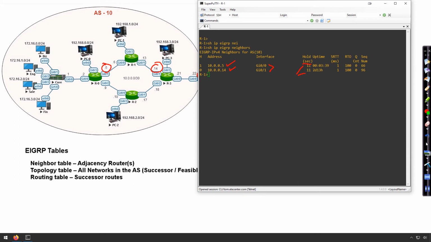As you remember, EIGRP will send hello every 5 seconds. Once the hello is received, the hold time right here will be reset to 15 seconds and begin to count down. In normal operation, you will never see this number go below 10, as it's reset by the hello every 5 seconds. Uptime is how long I have been in adjacency with my neighbor. As you can see, I have only been up with router 0 for the last 3 or so minutes, due to me shutting down the interface and bringing it back up earlier.